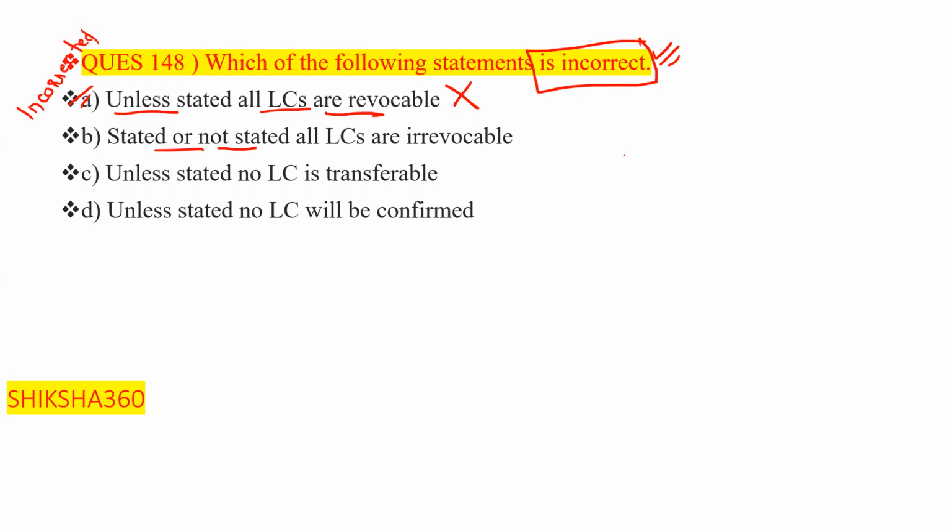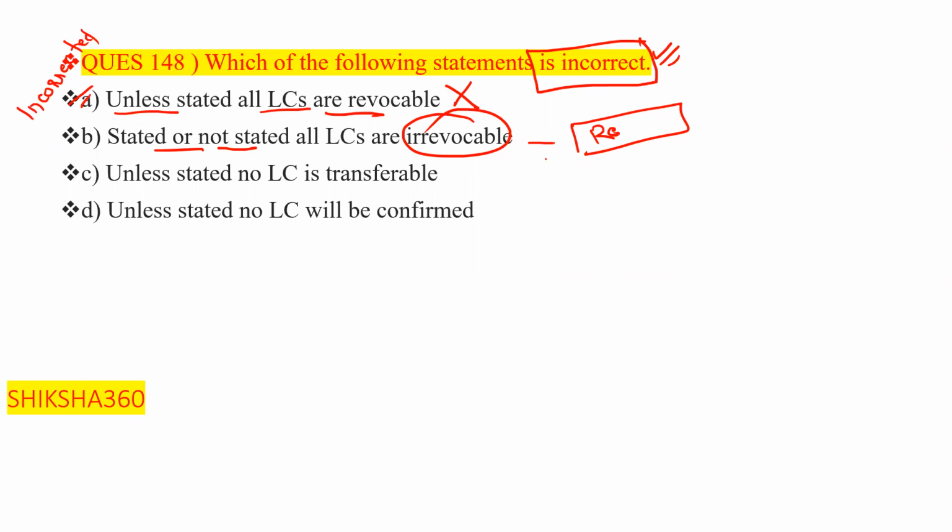Stated or not stated. Clear? If they are specifically mentioned in the LC that this is to be revocable, how can you say that it is irrevocable? Stated or not stated. If they are specifically mentioned that this is revocable. So with respect to that, option number B is wrong.